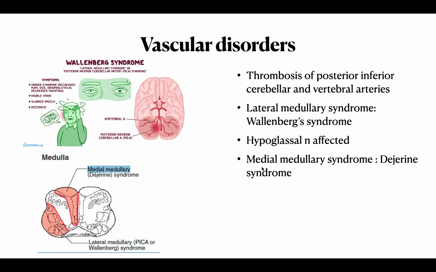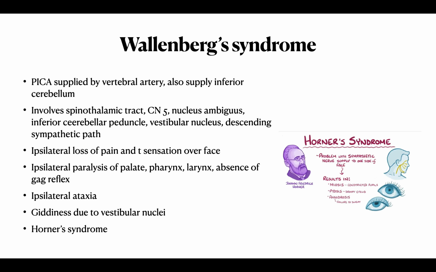And the medial medullary syndrome is going to be Dejerine's syndrome. As you can see here, this is the places that's going to be affected. Right, back to Wallenberg syndrome, PICA is going to be involved. So it's going to involve the spinothalamic tract, cranial nerve number 5. So this is going to be an issue with the eyes along with the mid-face. Nucleus ambiguus, inferior cerebellar peduncle, vestibular nucleus, and descending sympathetic path.